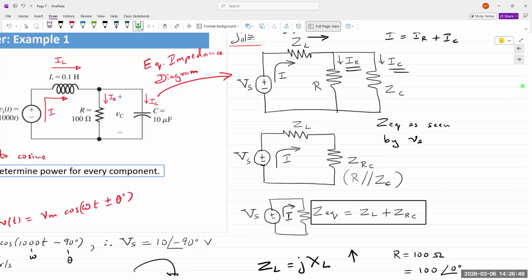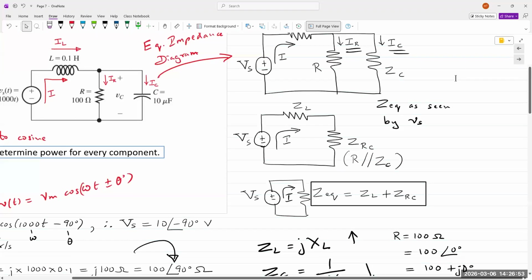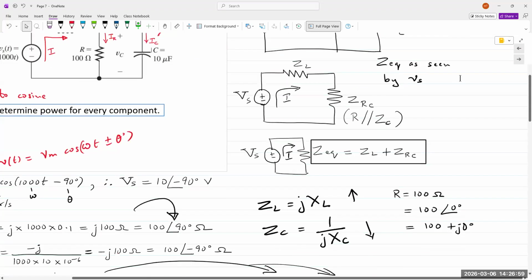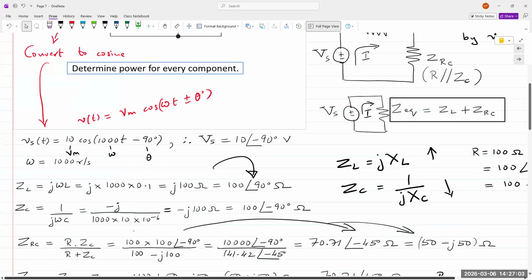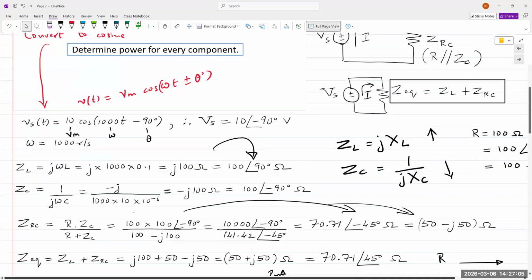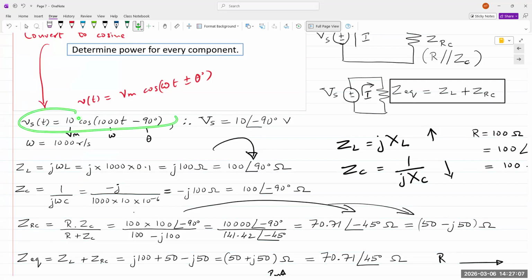So far, so good. Okay. All right. So ZEQ is ZL plus ZRC. Now I need to find what ZRC is, and I need to find what ZL is. So AC analysis. Phasor for Vs, obtain magnitude 10, phase angle minus 90. So Vs is 10 with an angle of minus 90.